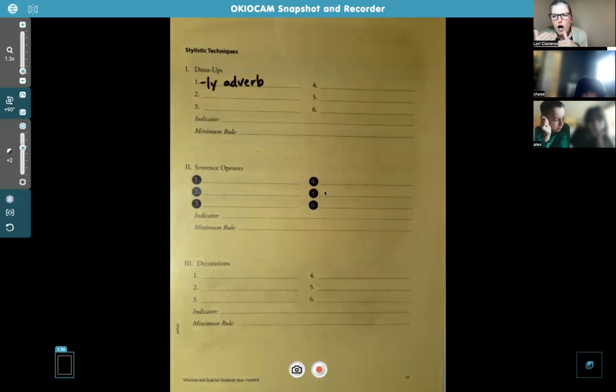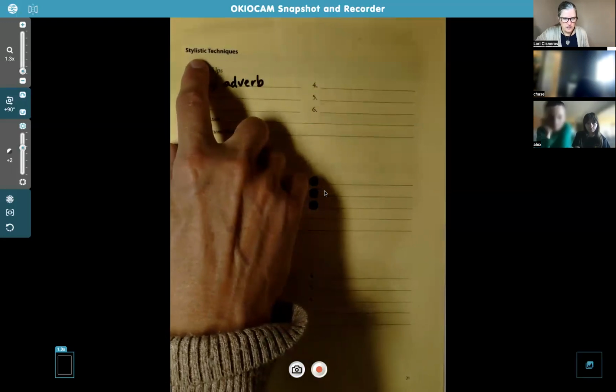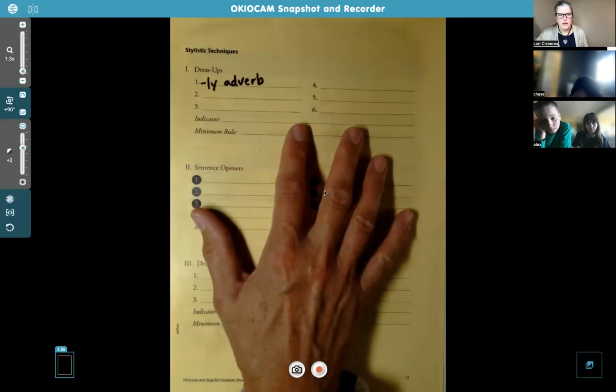The dog longingly chased after the cat. The dog hungrily chased after the cat, right? Those ly words give the reader more of an image of what's happening in the sentence, but the way to know where to put those is to look for a verb. So you're looking for an action word, and then that's when you add an ly word with it to just make it have more style. These are stylistic techniques, and this is the first one, ly adverbs.